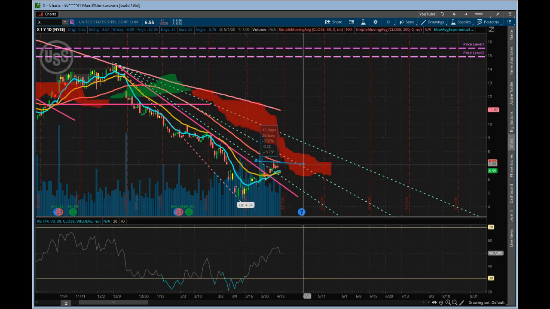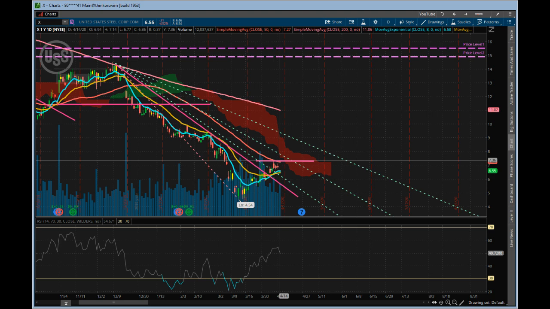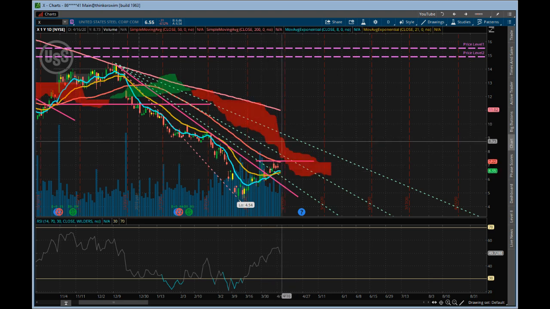Looks like last Wednesday's highs, so you can close above that. You've got your 50 moving average, you've got some cloud here. This one's got work to do. It's got work to do for sure.